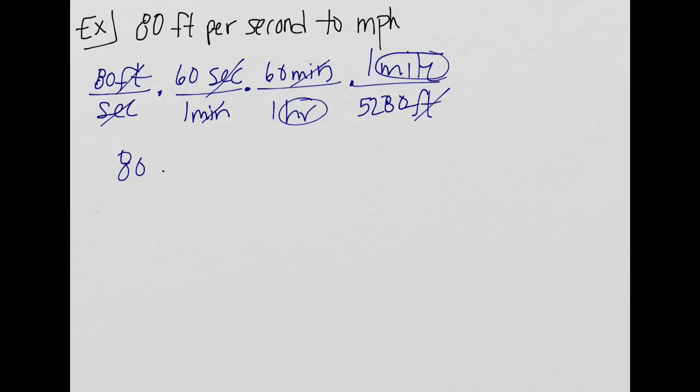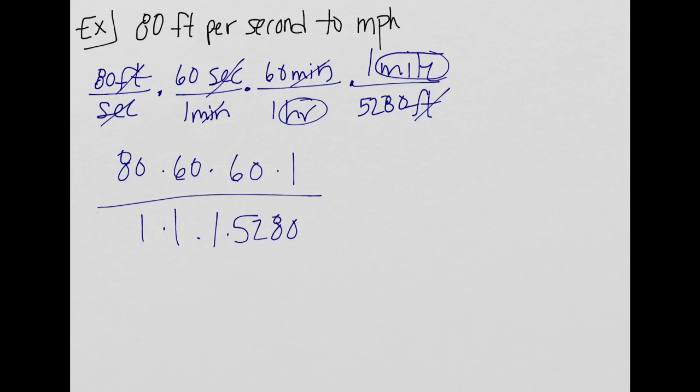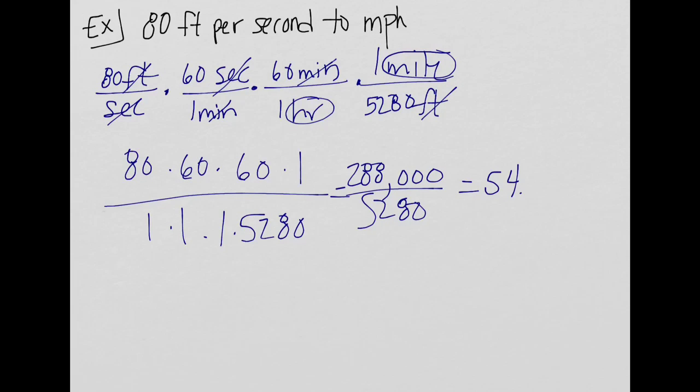So now it's 80 times 60 times 60 times 1 over 1 times 1 times 1 times 5,280. So 5,280 is on the bottom. And then you've got 288,000 on top, which gives you approximately 54.55 miles per hour. So again, those are equivalent. 80 feet per second is 54.55 miles per hour.